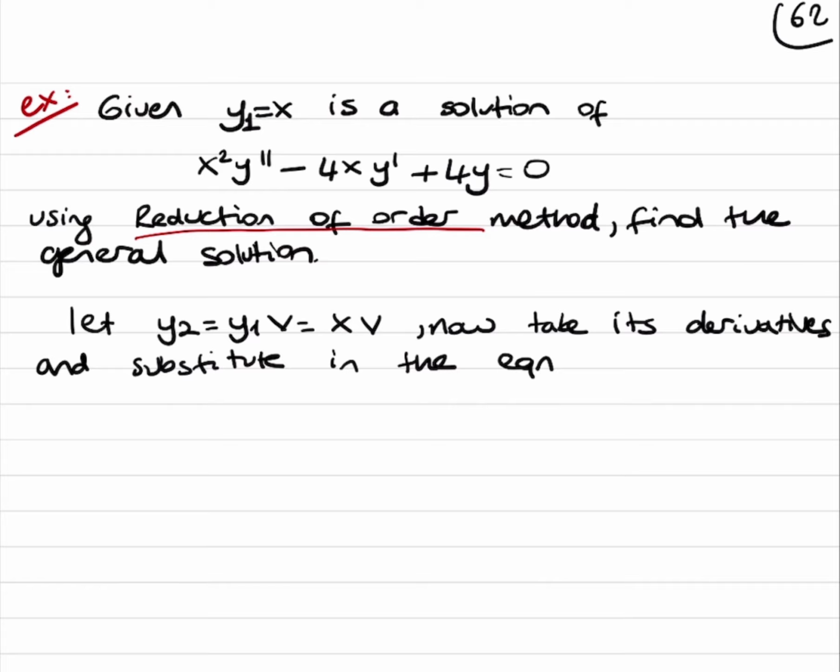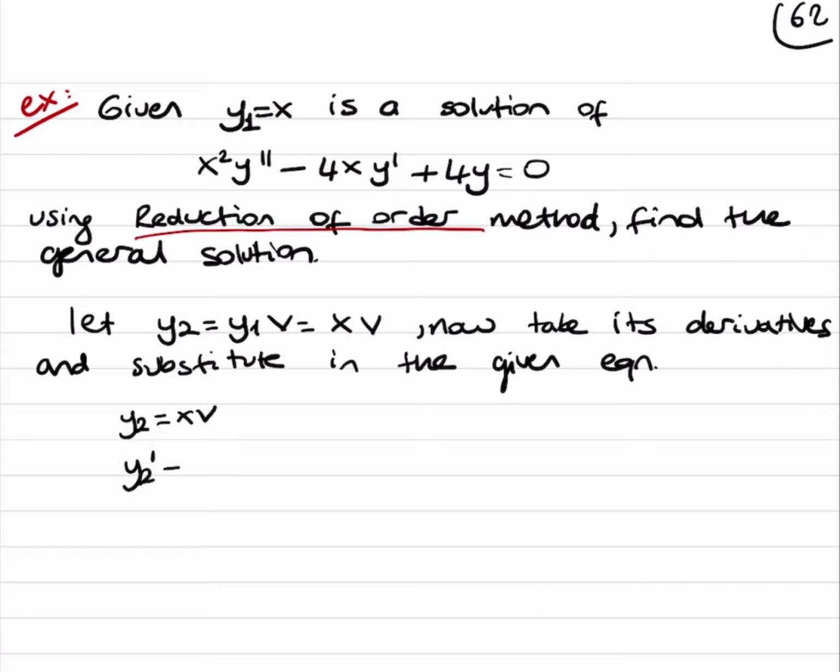In the given equation. So this is all you need to know, because then the rest is very simple. But you should know that you should assume y2 is equal to y1 times v to find the second solution. Okay, then let me write y2 is equal to x times v.